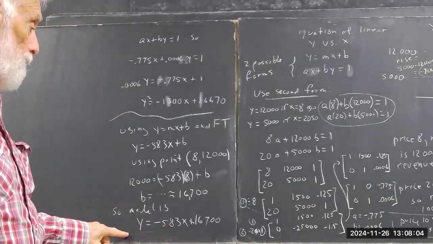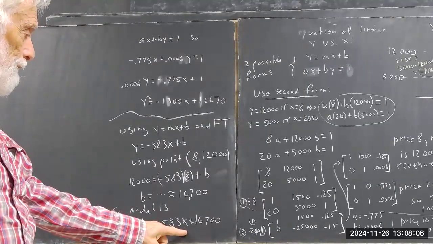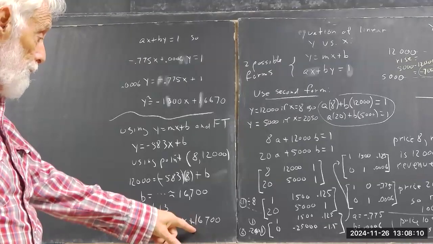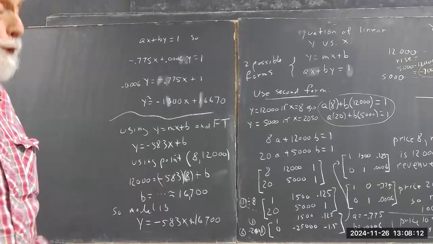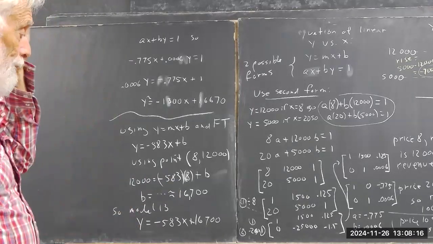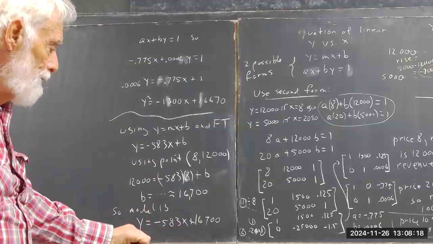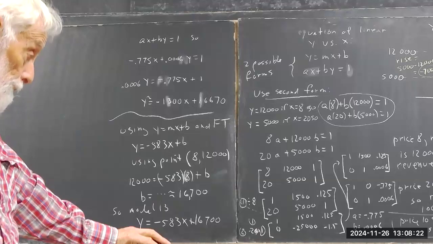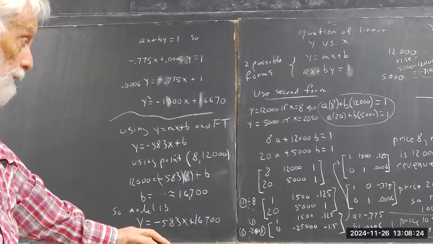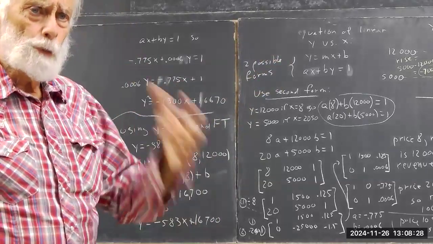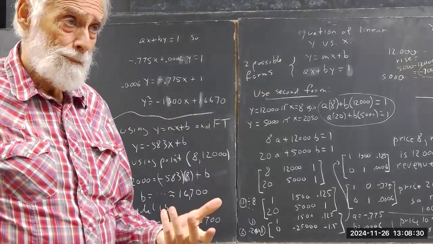If I let y equals 0, I get x equals this over 583. Now 16,000 over 500 is 32,000. Okay. So the solution to this is somewhere around 32,000. Probably a little less than that. It should look like around 30,000. It comes out reasonable. Does that make sense?